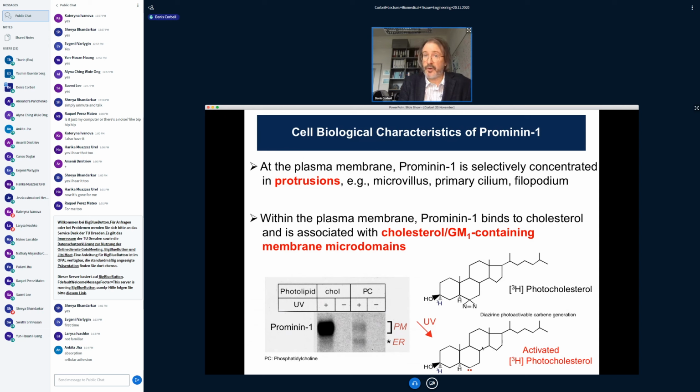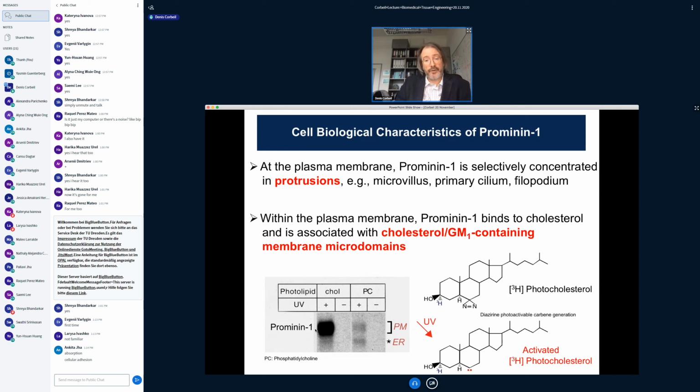So we do this experiment. We incubate our cell with this compound, we apply the UV light, and then afterward we solubilize. As you can see here, after immunoprecipitation of prominin-1, this molecule binds very strongly to the cholesterol. You can see here below the ER form, when prominin is still inside the cell, does not bind to the cholesterol. It's highly specific for the plasma membrane protein.